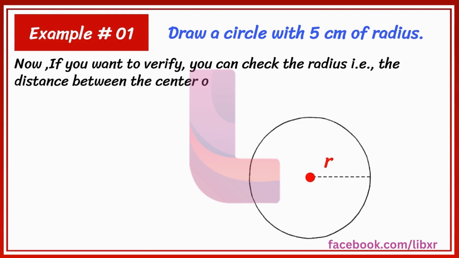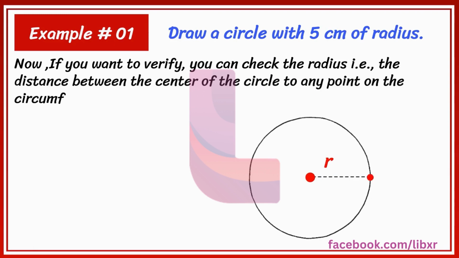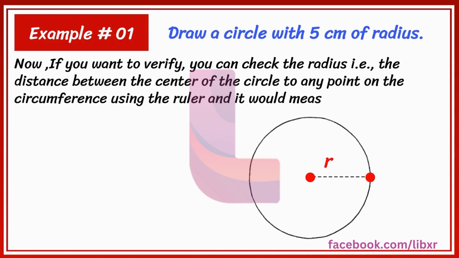The distance between the center of the circle to any point on the circumference, using the ruler, would measure 5 cm.